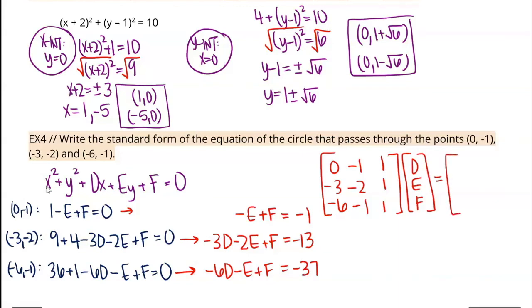That will be equal to, and think about matrix multiplication. You combine each row of the first matrix with each column in the second. So this would be 0 times d plus negative 1 times e plus 1 times f. And what I want that to be equal to goes in this top spot, so that would be negative 1. And then we combine the second row with our variable matrix. So it would be negative 3 times d, negative 2 times e, and 1 times f. And I want that to be equal to negative 13. And then the last spot will be the negative 37.